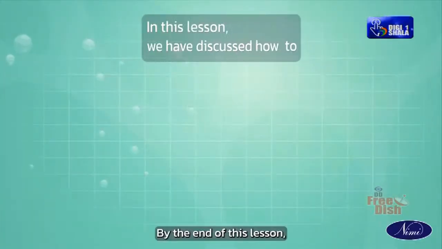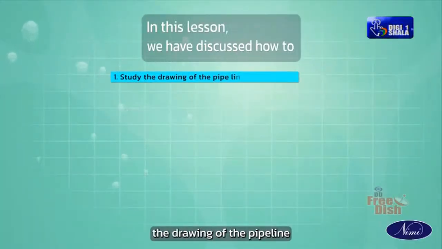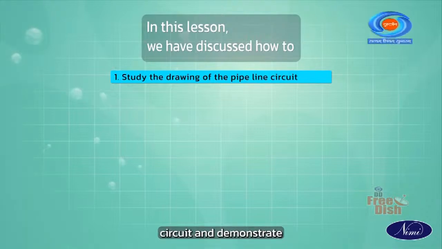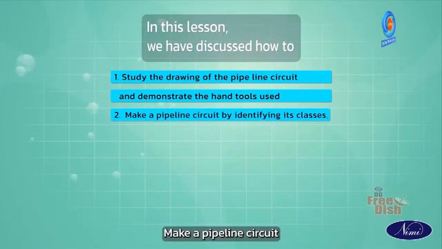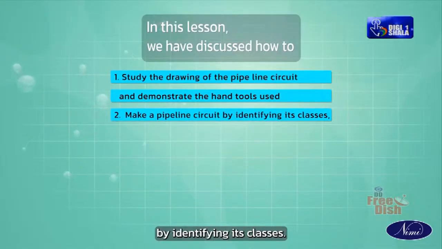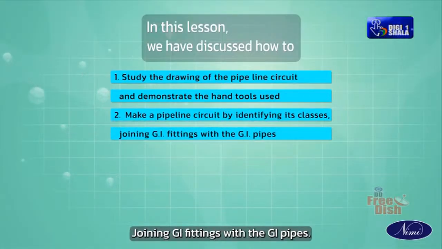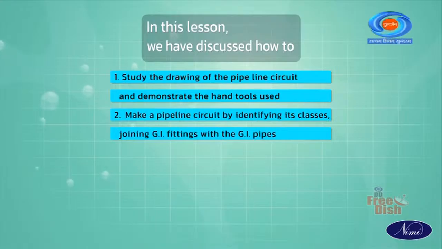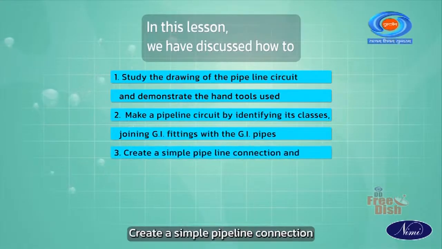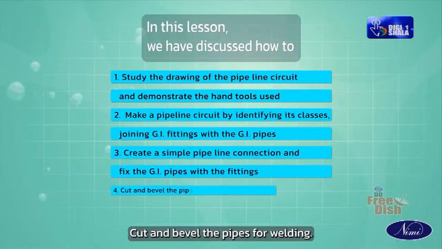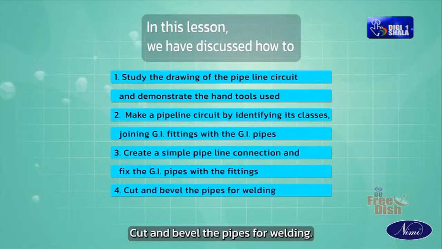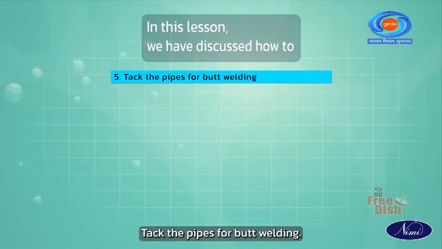By the end of this lesson, you will be able to study the drawing of the pipeline circuit and demonstrate the hand tools used. Make a pipeline circuit by identifying its classes, joining GI fittings with the GI pipes. Create a simple pipeline connection and fix the GI pipes with the fittings. Cut and bevel the pipes for welding. Tack the pipes for butt welding.